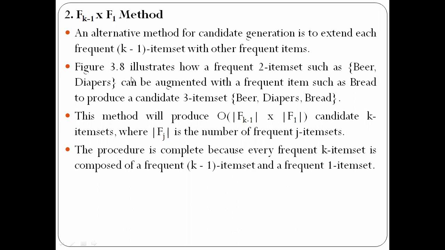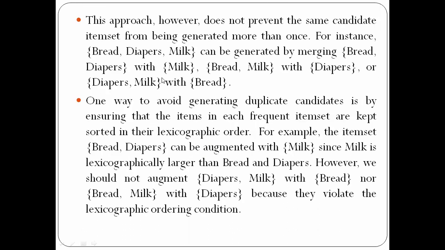Coming to the disadvantages, one of the disadvantages is that it will generate the same candidate item set more than once. That is, duplicate candidates will be generated with the help of this algorithm. That is the disadvantage. See one of the examples is bread, diapers and milk. You can find this candidate by combining bread and diapers with milk. That is one option. And also you can combine bread and milk with the diapers in order to get this bread, diapers, milk, or diapers and milk with the bread.